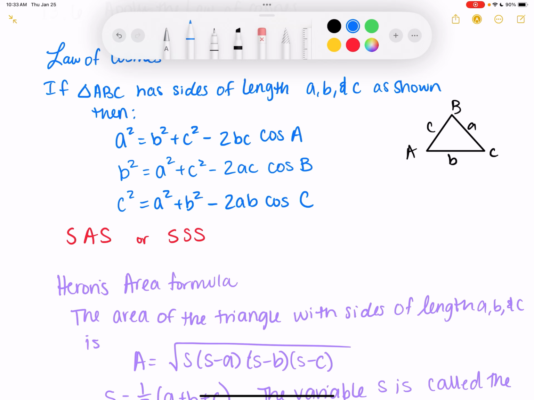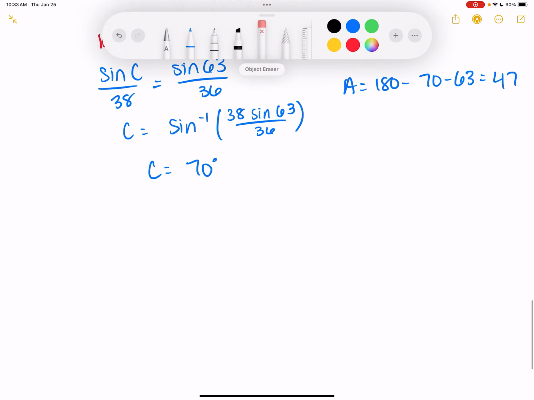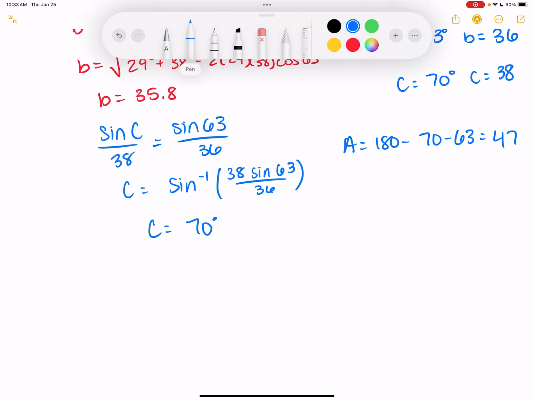So, any questions about the law of cosines? Okay, I'm going to jump down to some area problems, just do like one or two because they're super easy. Let me see. All right.